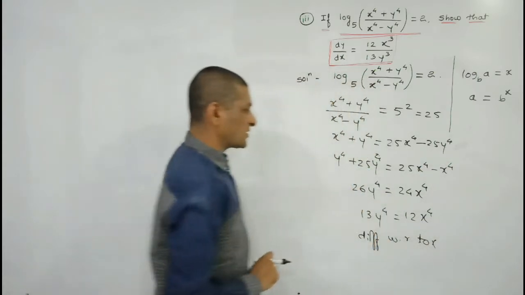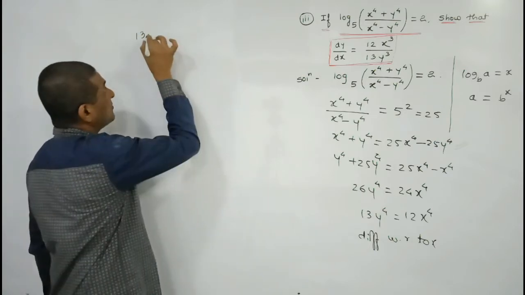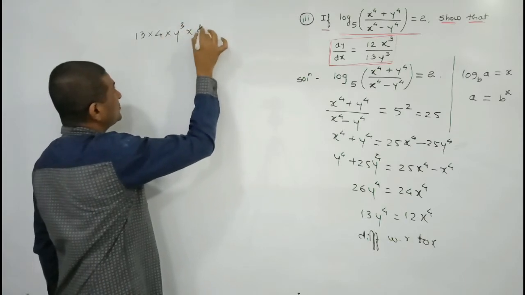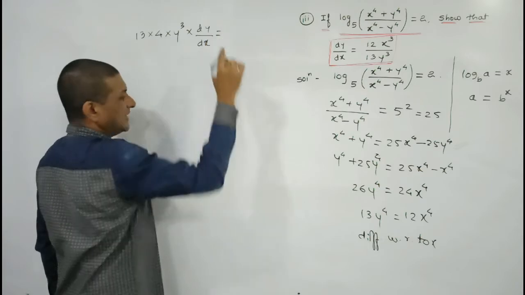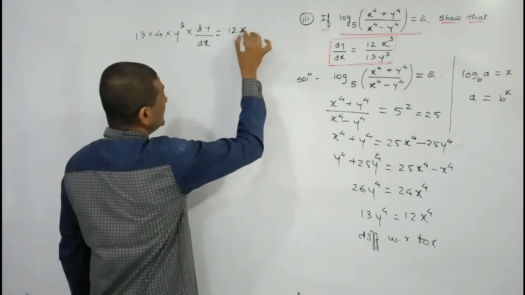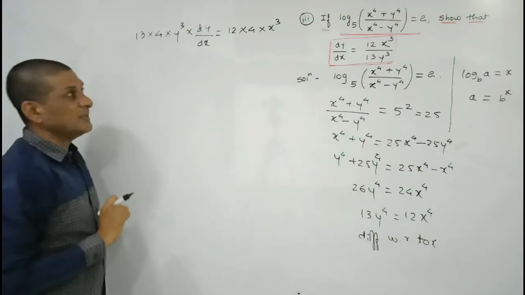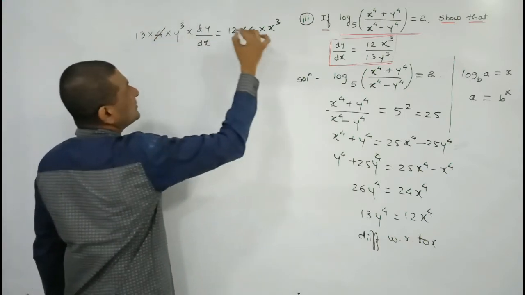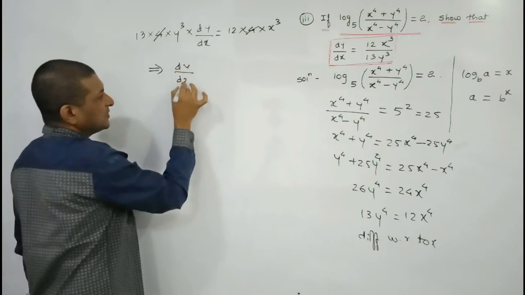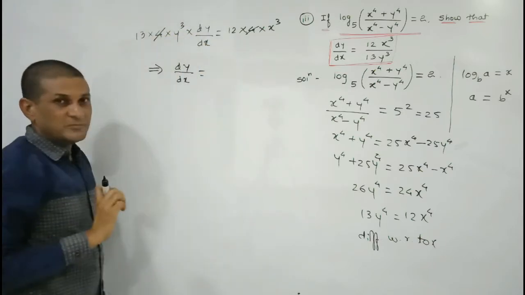Here 13 is a constant term, keep it as it is. For the derivative of y^4, first take the power of y as a coefficient, decrease its power by 1, and then the derivative of y is dy/dx. On the right hand side, 12 is a constant term, keep it as it is. The derivative of x^4 is 4x^3, simply taking the power as a coefficient and decreasing the power by 1. Now we can observe that 4 and 4 on both sides will get cancelled, which implies that dy/dx will be equal to, because our required value is nothing but dy/dx, so we are trying to find the value of dy/dx.